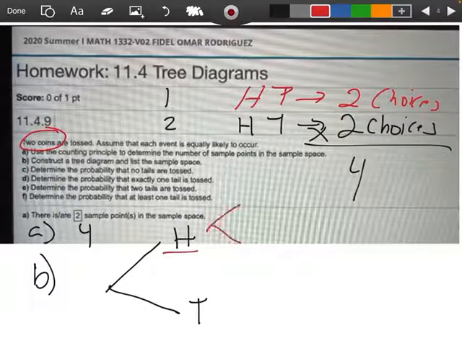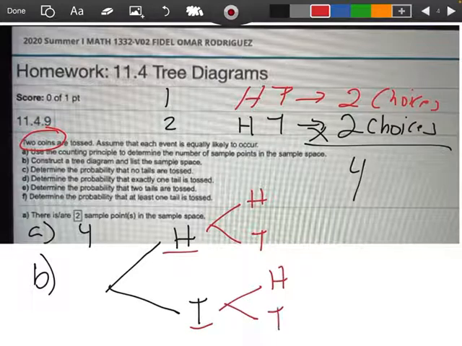Now, when I flip the second coin, I can land on either heads or tails again, okay? And if I would have landed on tails and I flipped that coin, I can still land on either heads or tails. So this is what my tree diagram is going to look like. And then there's a second part to it. It says we're going to list the sample space.